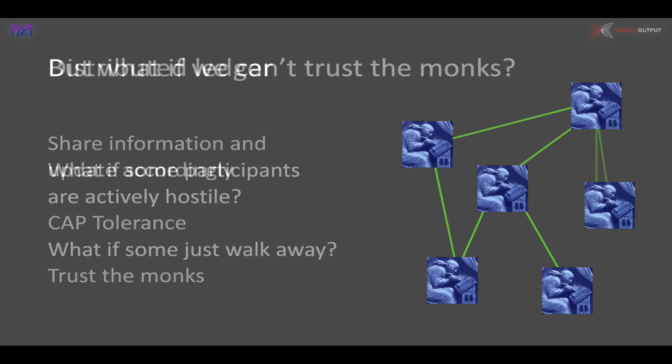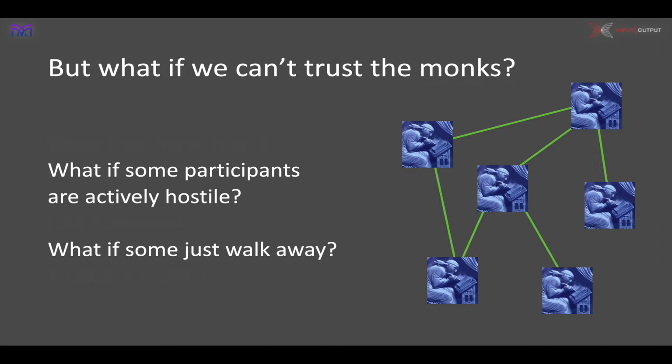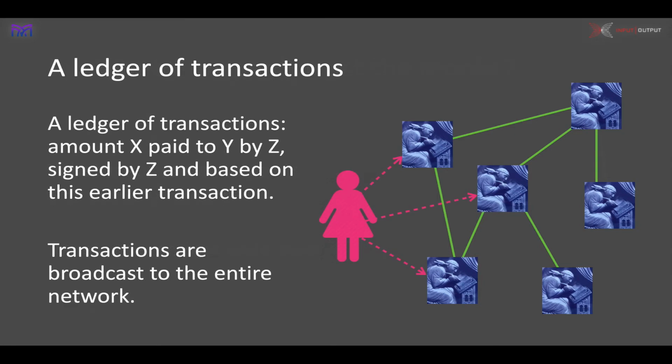We're assuming that they will all agree. But of course, we could have some participants who were actively hostile, who were trying to change the state of the world, change the state of the ledger, presumably to their benefit. Or we could have some people who just walk away. They think, well, why are we going to continue doing this? So when we're thinking about building a self-sustaining system like this, which has no central authority, we have to think about how we're going to ensure that each of the monks in the end has the same view of the ledger, so that we have this consensus about who owns what.